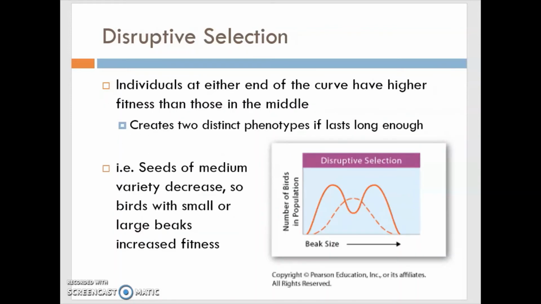If we have disruptive selection, it means that individuals at either end of the curve have a higher fitness than those in the middle. And so it eliminates the medium, or in-between, phenotype. If we're looking at birds and their beak size, with a range between small and large, and the medium one doesn't survive as well, then over time you'll see two populations emerging: a population with a really small beak and a population with a larger beak. Over time this can lead to speciation and the formation of a new species.